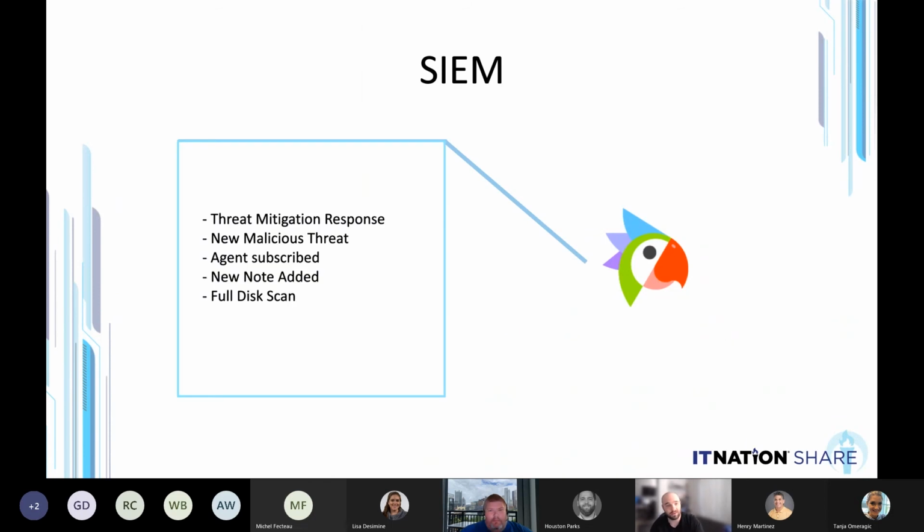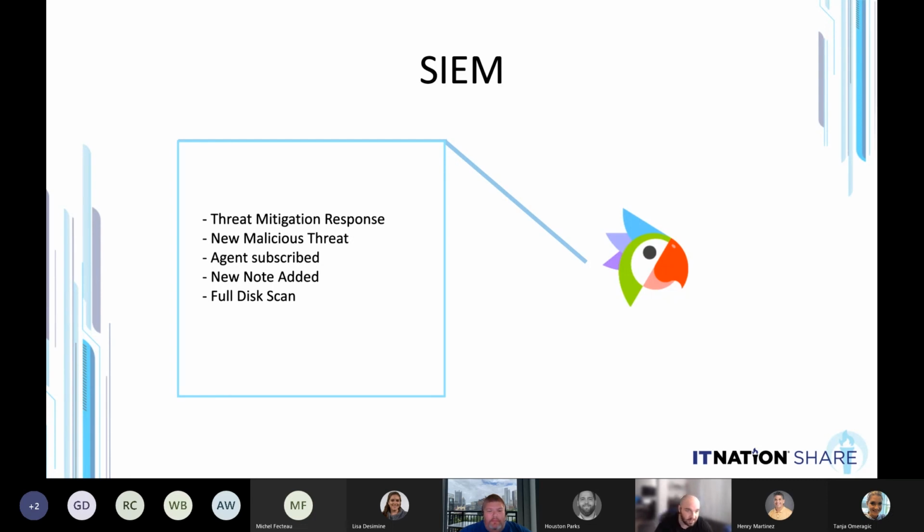You can see we have threat mitigation and response, new malicious threats, agent subscribed, new note added, full disk scanned. Now, the big thing with a SIEM and the solution of Perch itself is we're integrating with Sentinel-1 and bringing all this information in, but we're probably integrating with like O365, or your Active Directory servers, your firewall, your routers, your switches. So we're bringing this all into an aggregated source. All of this security telemetry information is going to be presented in one single view, one single source.